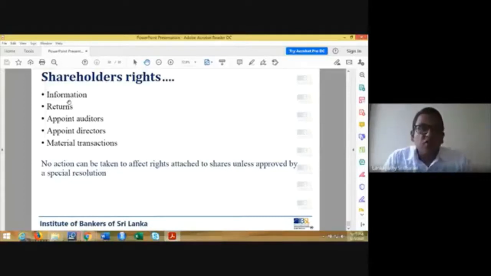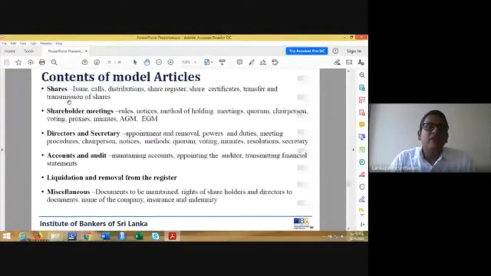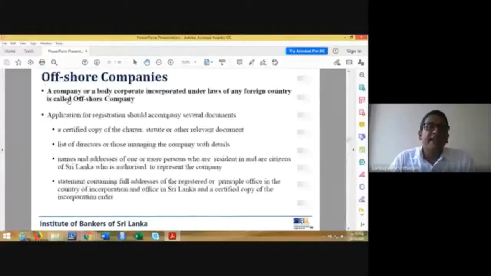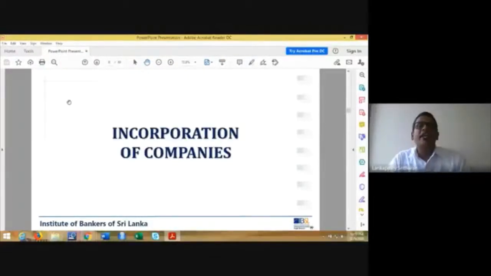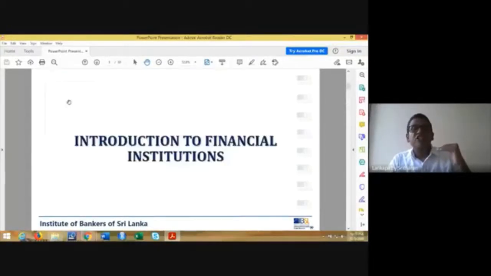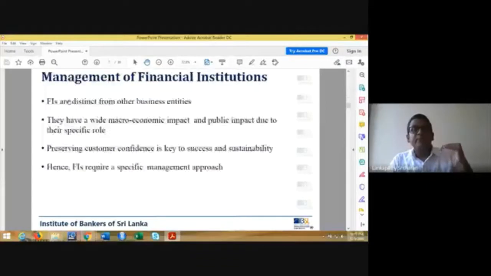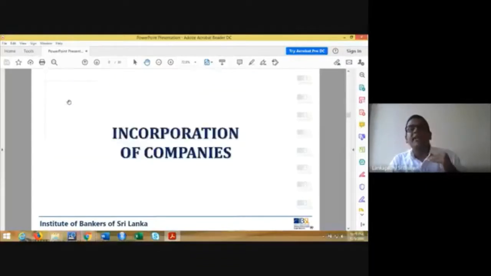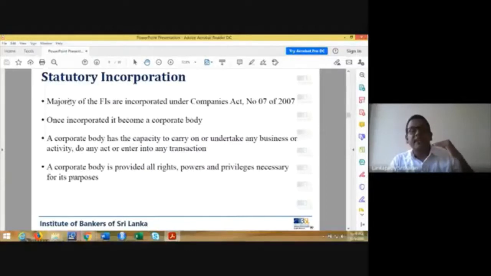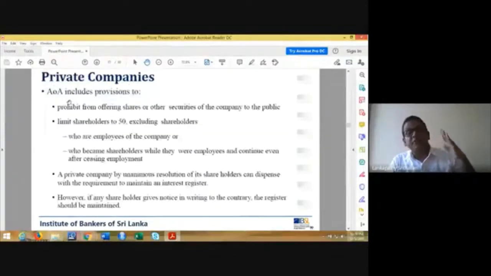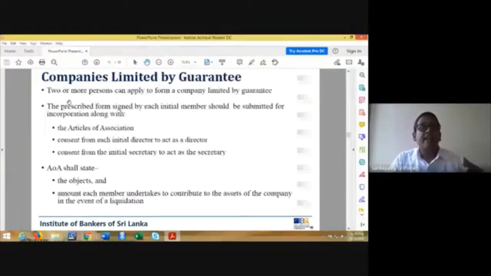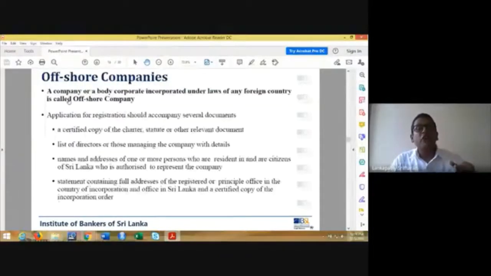So in today's class, we have discussed two or three main areas. The first one is the incorporation of companies. Before that, we had a discussion about the introduction of the finance institution. We discussed several things under that, and then we moved into the incorporation of the company. In incorporation of companies, generally we looked at the statutory incorporation requirements and types of companies, and then some special types of companies: private companies, companies limited by guarantee, offshore companies and overseas company details.